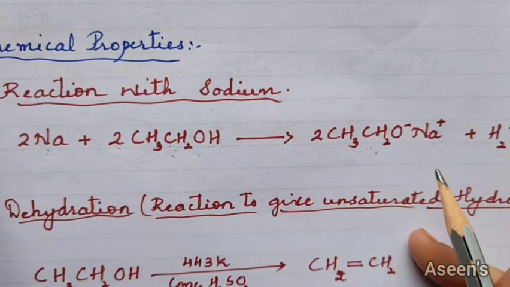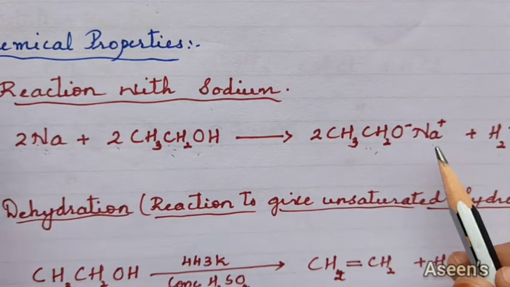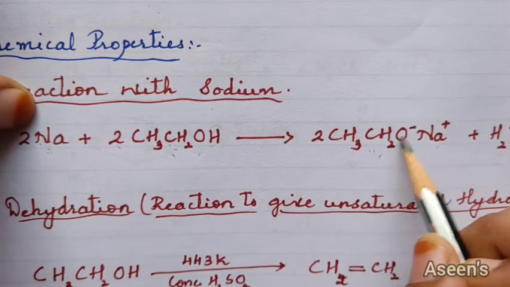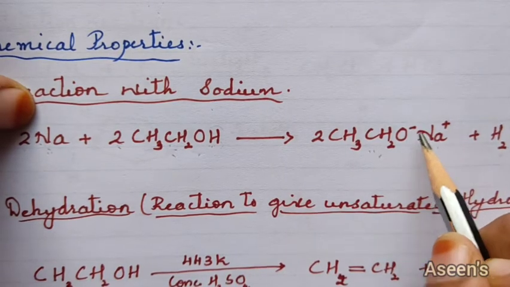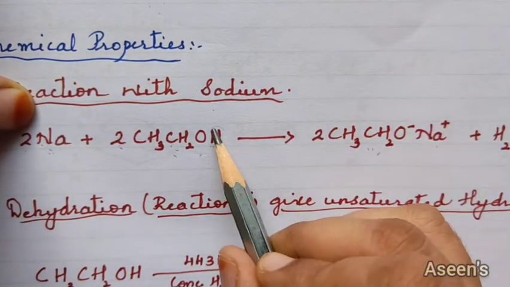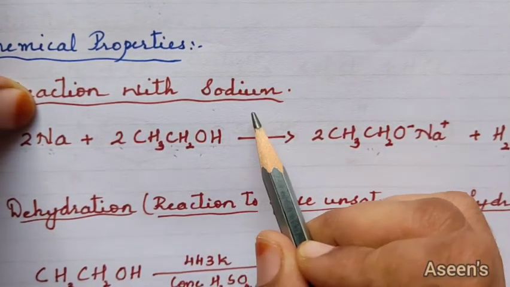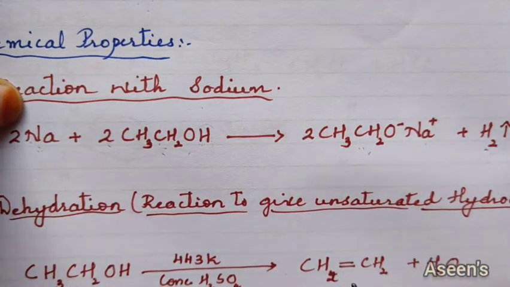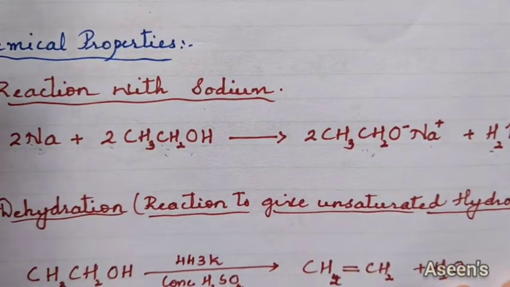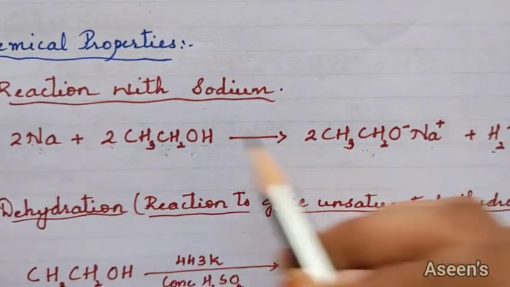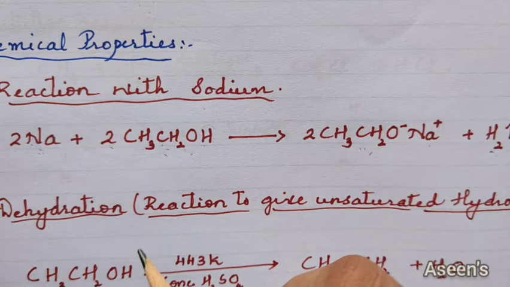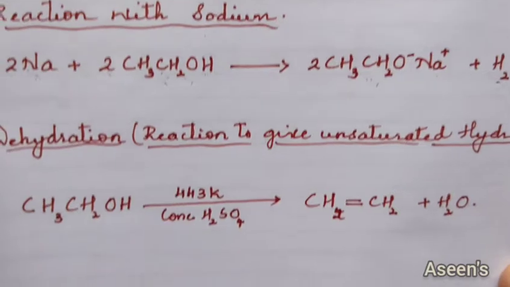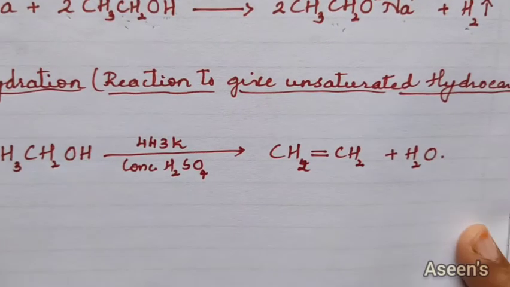Since sodium is slightly an ionic compound, an ionic molecule, it's going to get a positive charge, whereas this side will get a negative charge. They are going to get ionized. Okay, and the hydrogens, for two molecules, two hydrogens have been liberated. They are going to combine together to form hydrogen molecule and get liberated. So that's about your reaction with sodium. Very easy way. You just need to remember the molecular formula so that it becomes easy. Otherwise, it's very easy.